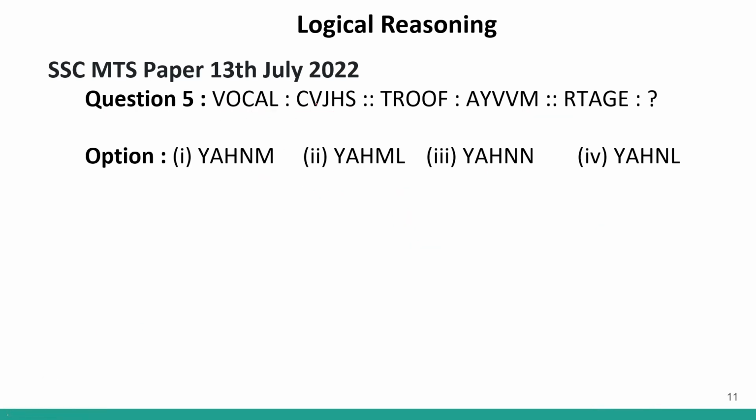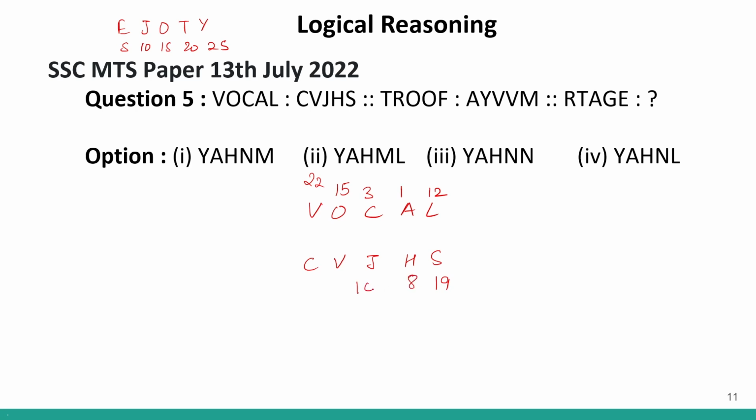In this question, pair 1 is VOCAL and CVJHS. I am going to give them forward ranks. V is 22, O is 15. If you remember the shortcut, EJOTY: 5, 10, 15, 20 and 25. This was a shortcut to remember forward ranks. C is 3, A is 1, L is 12. Similarly, S is 19, H is 8, J is 10, V is 22, and C is again 3.